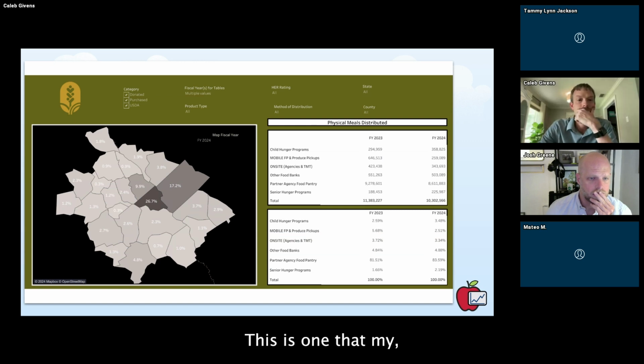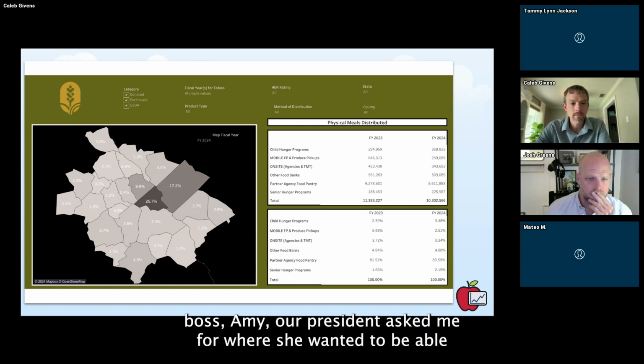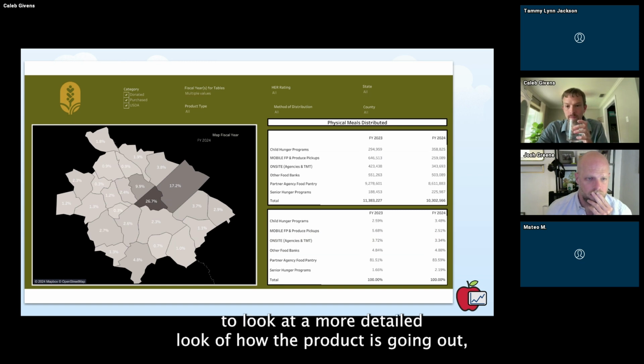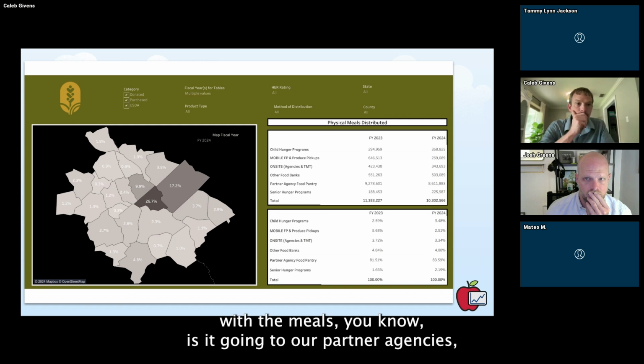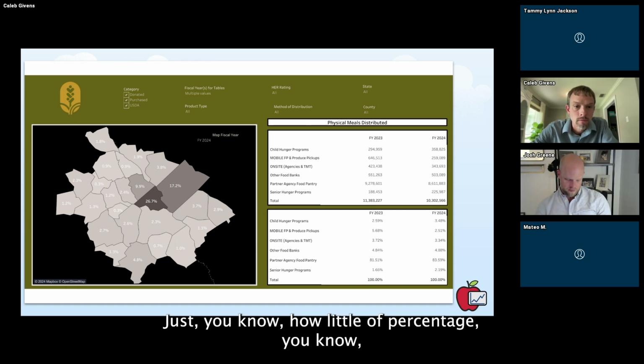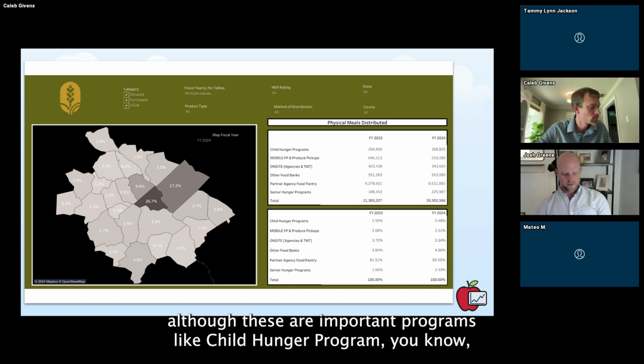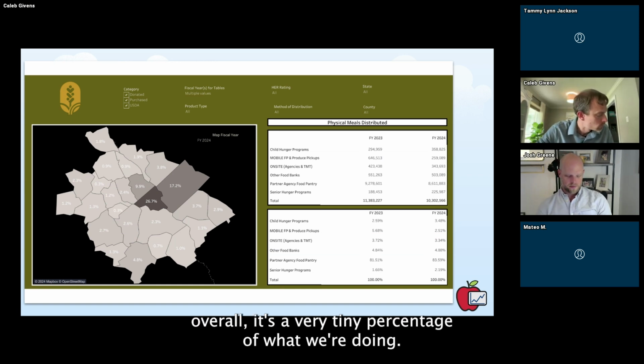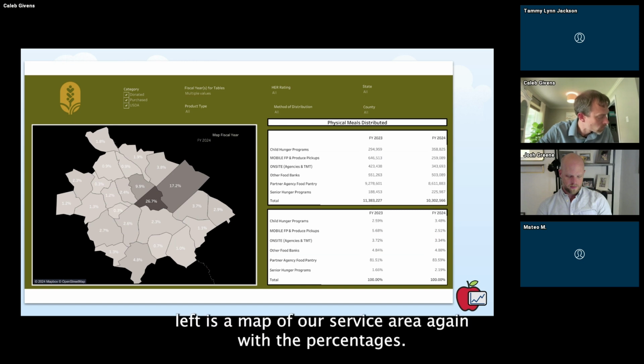This is one that my boss, Amy, our president, asked me for, where she wanted to be able to look at a more detailed look of how the product is going out with the meals. Is it going through our partner agencies, our senior hunger programs, and things like that? Just how little a percentage, although these are important programs like Child Hunger Program, overall it's a very tiny percentage of what we're doing. And on the left is a map of our service area, again with the percentages.